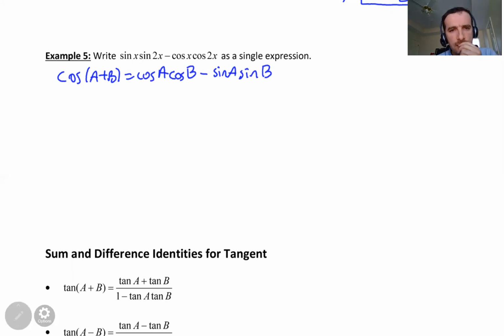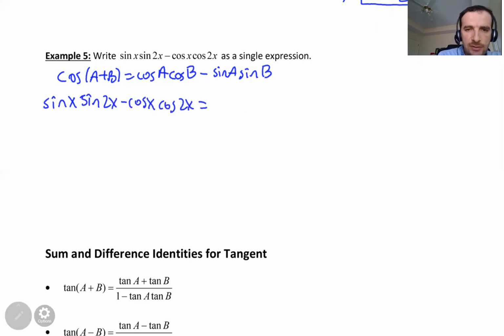But the only problem here is, normally I have to have a plus here and a minus in front of sines, but here this is positive and this is negative. So first of all, let me factor out a negative, okay? So let me write that down first of all. Sine x, sine 2x minus cosine x, cosine 2x. Let me factor out minus, okay? Cosine x, cosine 2x minus sine x, sine 2x.